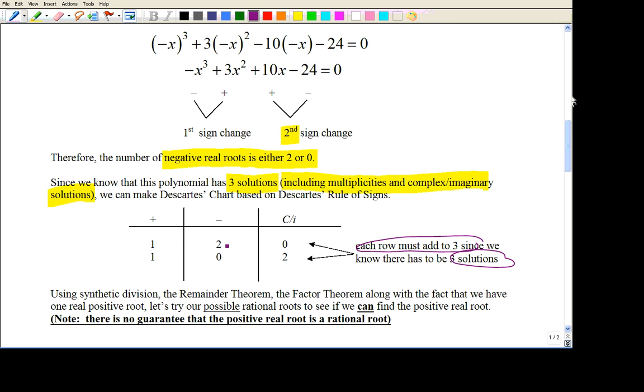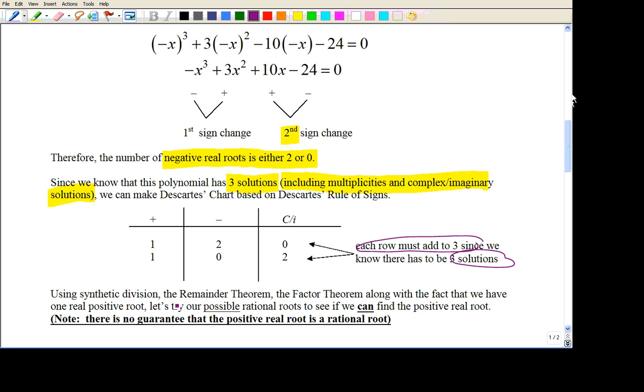So if there's one positive plus two negative, well, that's already 3 solutions, so we know there wouldn't be any complex solutions in that scenario. Or we can also have one positive and 0 negative real solutions, which means there must be 2 complex or imaginary for a total of 3 solutions. So these are the possibilities, and we can figure out which one it is.